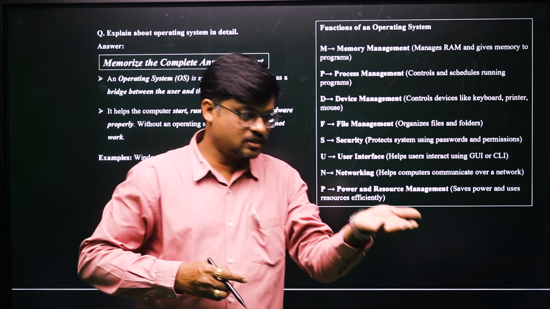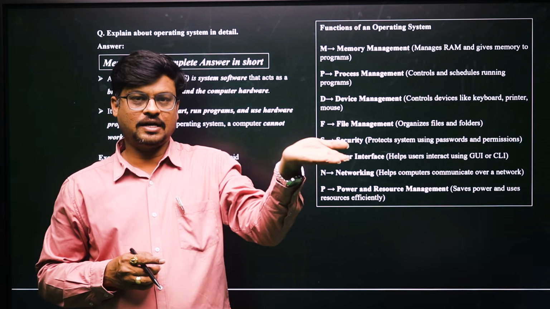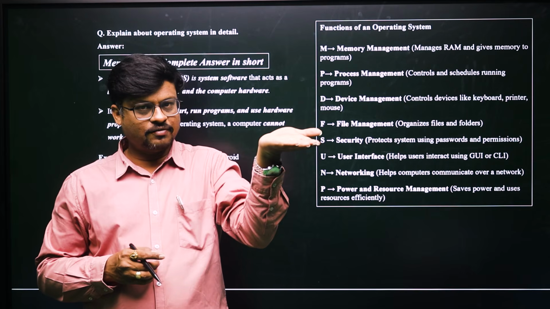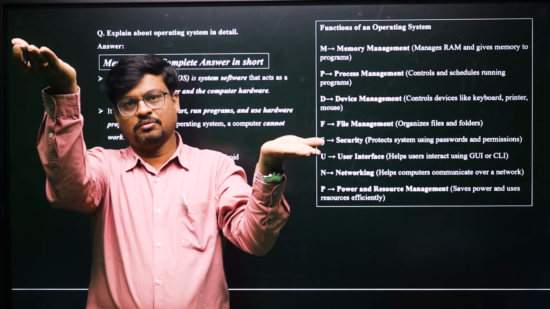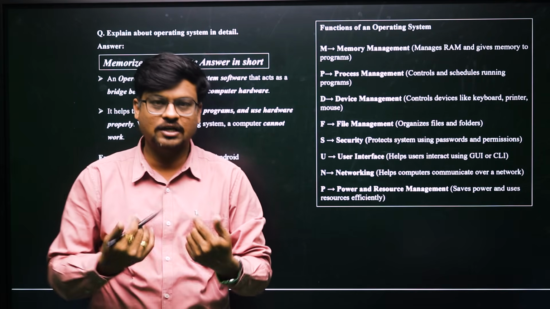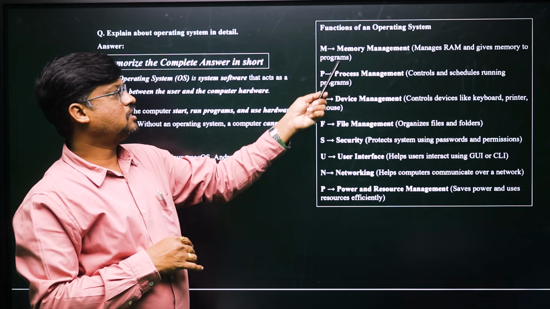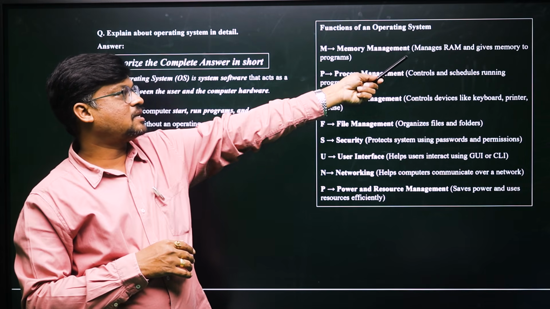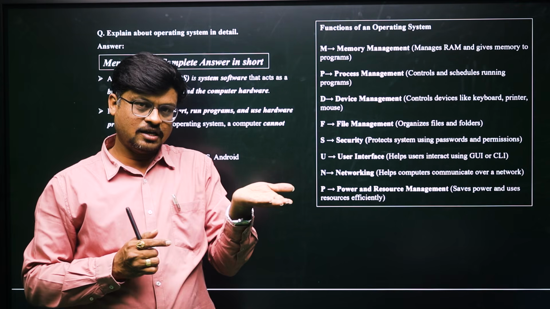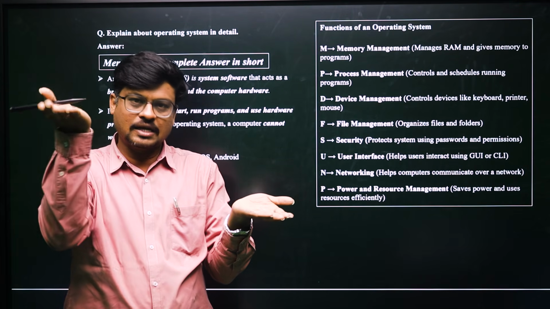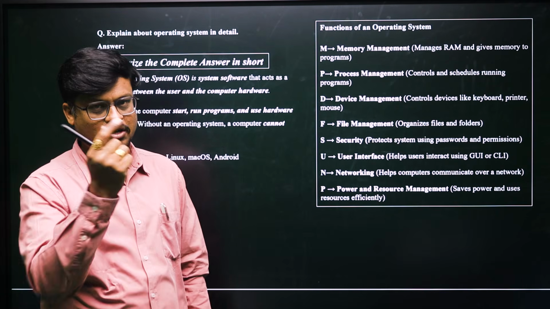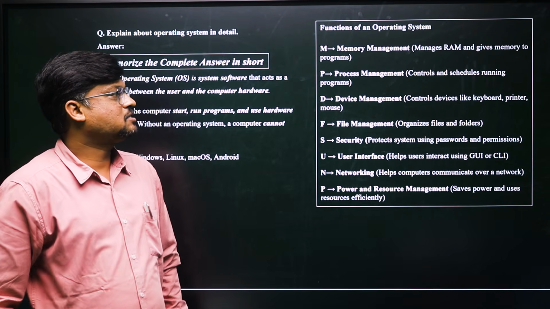Coming to the functions of the operating system, the first thing is memory management. Just now, as I said, in the secondary memory we have your actual, permanent data. When an application is initiated, the data from secondary memory moves to primary memory, right? And you can store your data into the secondary memory. Who is taking care of all these things? The OS. That is memory management, which manages the RAM and gives memory to programs. From the secondary, it is moving to primary. What is primary? RAM. That management is done by the OS.